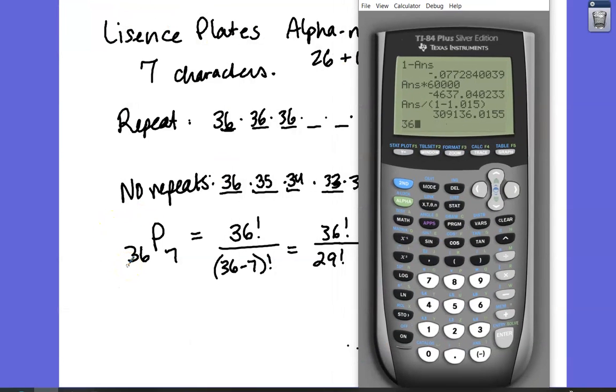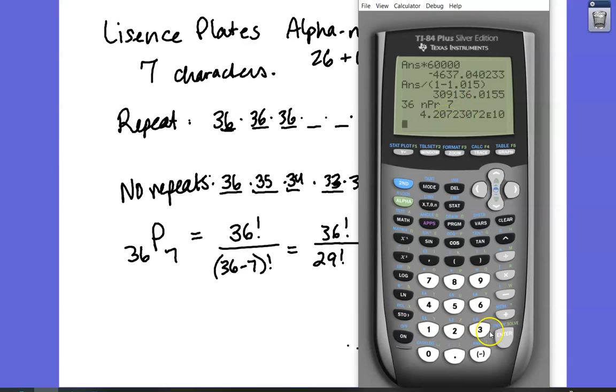I'm going to type in 36 and then I'm going to do nPr and then I'm going to say 7. Do you see what I'm saying? And so this is going to read this as 36 permutated 7. Some of you, again, it'll let you put the 36 here and the 7 here. Woo, that's a big number.